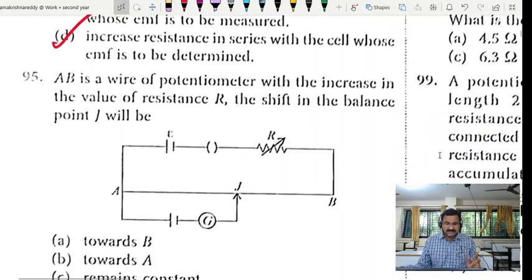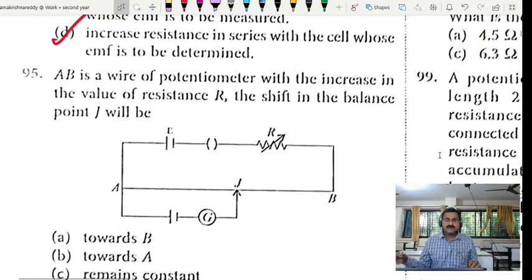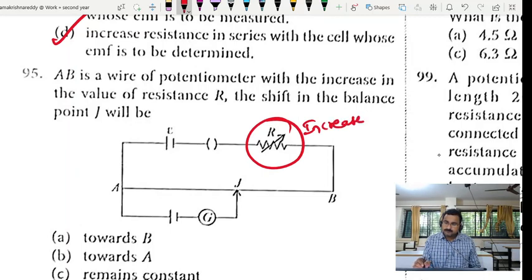Next question is also the same thing. AB is a wire of a potentiometer, and they are increasing the value of resistance. What is the shift of the balancing point? Resistance increases means, as I already told you, current decreases, then the potential gradient is also less, so the balancing point shifts, somewhere it will come now here.